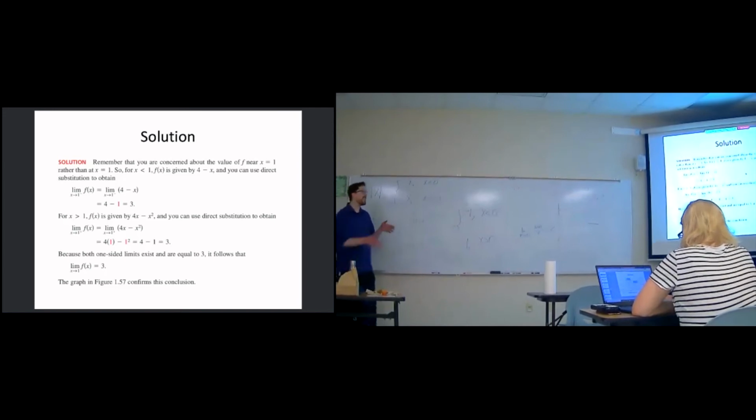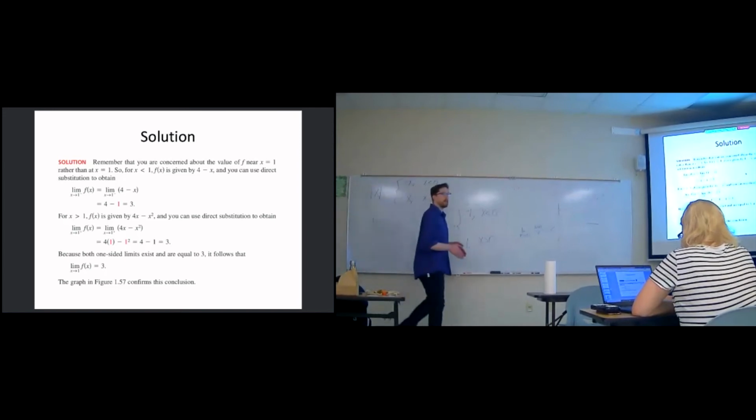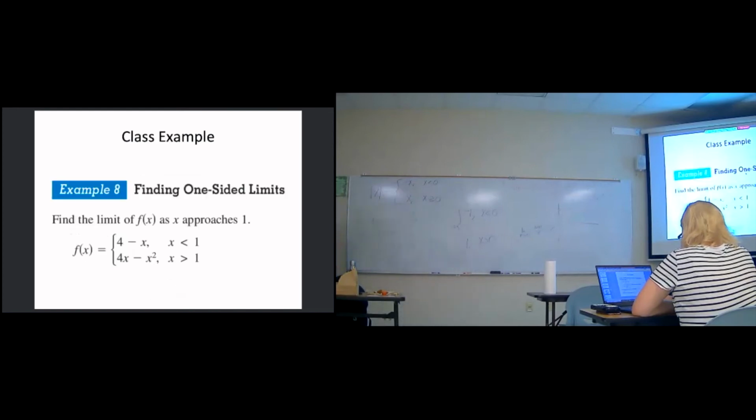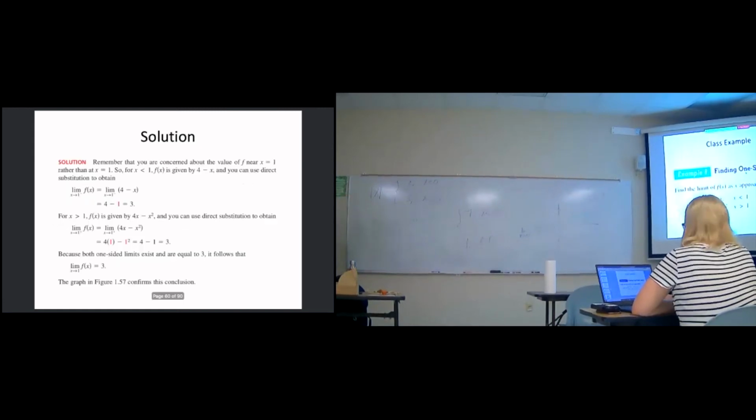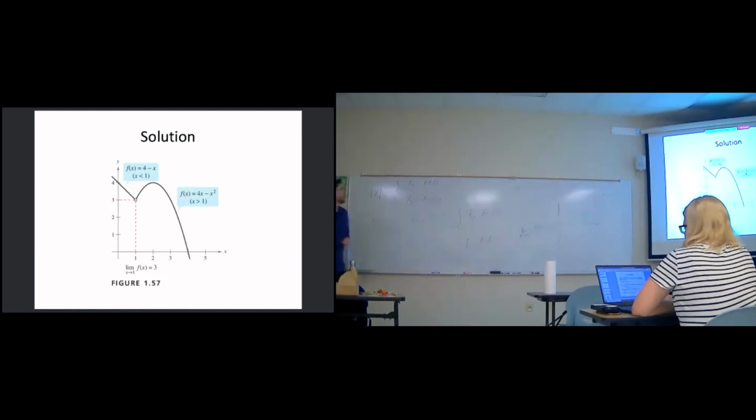Even though our function doesn't exist at 1, we didn't define it there, right? We left out 1. We can still say it has a limit at 1. So this thing has a hole right here. And we're able to plug it with our limit by comparing what happens from the left and what happens from the right.